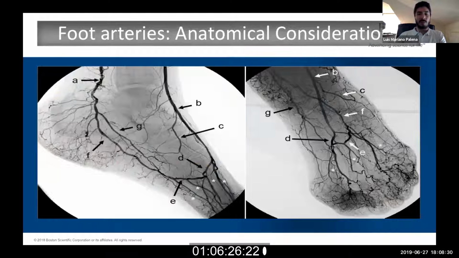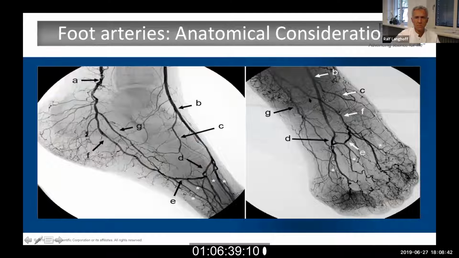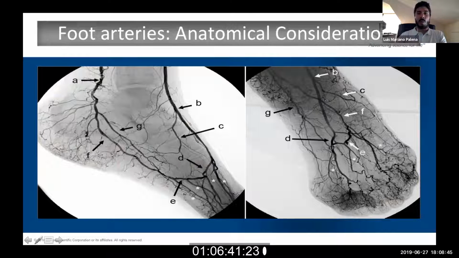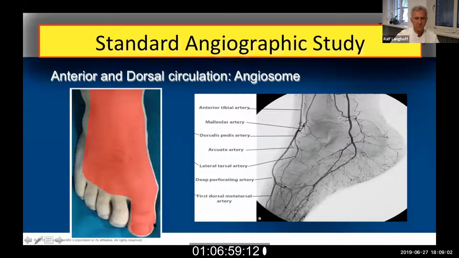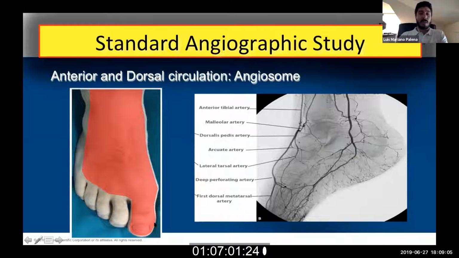It's very important to know the vascular anatomy, considering that we can divide it into dorsal circulation, plantar circulation, and the arch that connects both circulations. And it's important to know how to study it to understand properly which vessel is going to feed the lesion or the ulcer in the foot. Why is this important? Because it allows us to set up our intervention, considering that the dorsal circulation is going to feed the dorsal part of the foot, the first and second toe, and it's the biggest angiosome that we have in the foot.